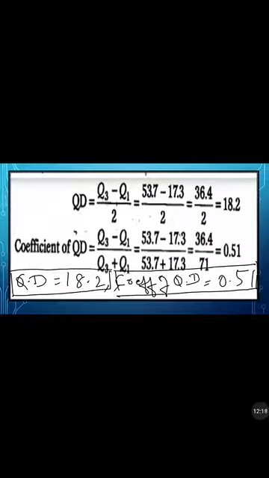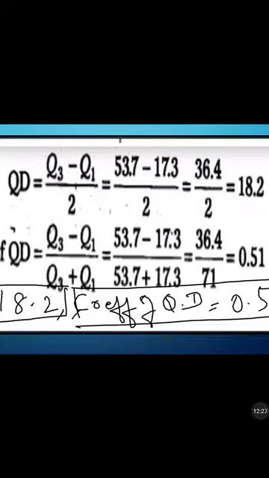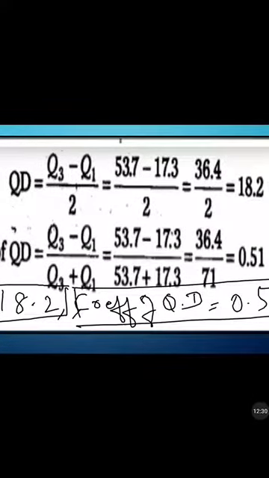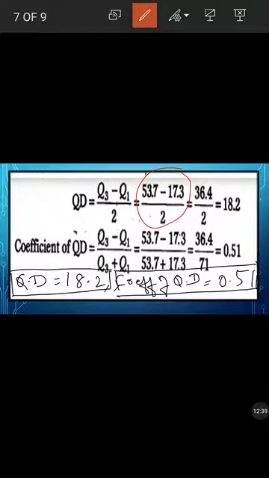Now this is the main formula. What is the main formula? QD and coefficient of QD. We have found out all the values, that is Q3 and Q1, and we are going to substitute them in this formula. What is Q3? 53.7. What is Q1? 17.3. So 53.7 minus 17.3 divided by 2. So it's very simple. We are substituting the Q3 value and Q1 value in this formula, and the QD value is 18.2. That is what I have written here, 18.2.